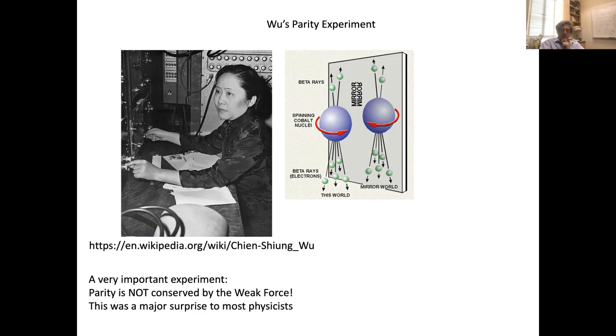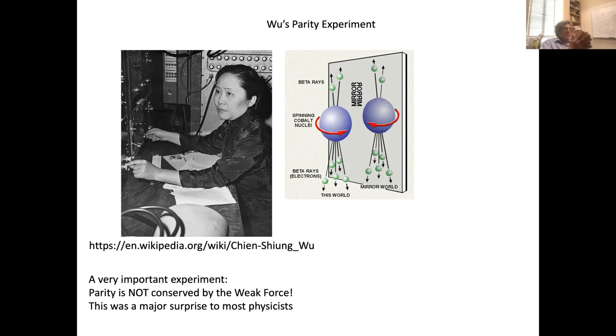Her experiment for parity violation basically had the following logic. You don't have to understand the details of that cartoon on the right, but just the following idea. She came up with an experiment where you would take an element which would beta decay, in other words, would emit an electron and then turn into something else.